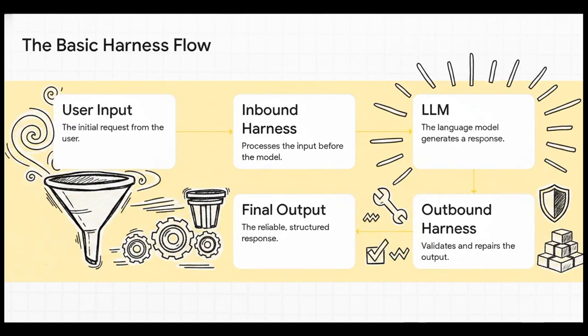The user's input doesn't just go straight to the LLM. No way. First, it goes through an inbound harness that cleans it up and gets it ready. Then, after the LLM does its thing, the response doesn't go straight back to the user either. It goes through an outbound harness that checks it, fixes it, and formats it. That way, the final output is exactly what our system needs it to be.